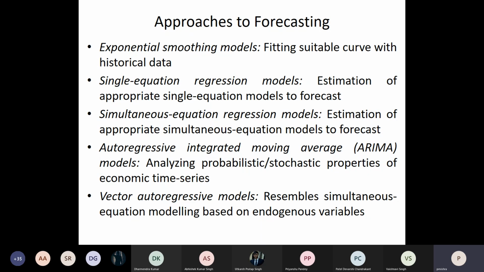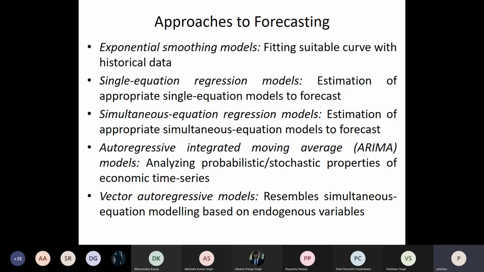Autoregressive integrated moving average models. This is a part of time series regression or time series econometrics, where basically we analyze probabilistic or stochastic properties of economic time series. And then we also go for estimating vector autoregressive models that are largely in the line of simultaneous equation models, but where the variables are endogenous. So these are some of the perspectives of time series modeling in economics.